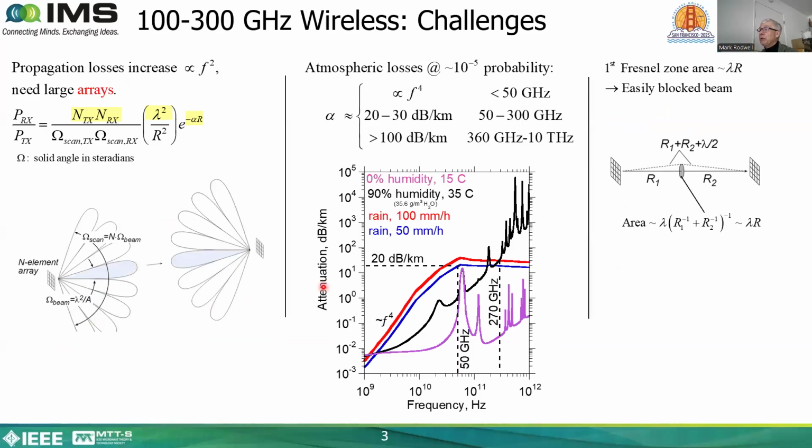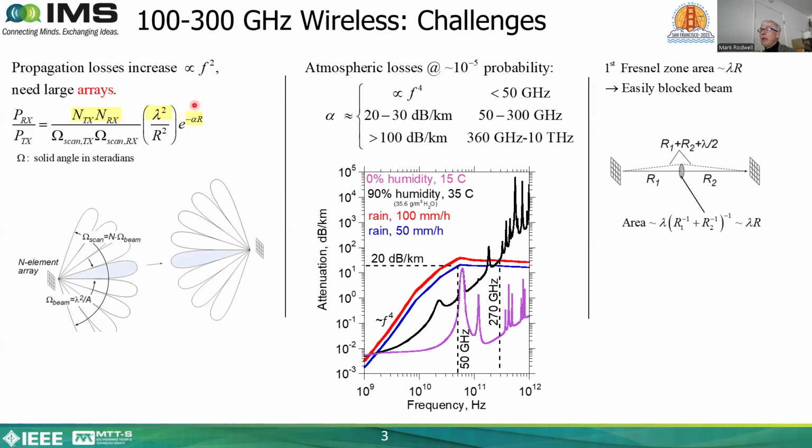In building these high frequency systems, we have a number of challenges. Again, as I mentioned a moment ago, the ratio of received to transmitted power varies, even in good weather conditions, as the ratio of wavelength to propagation distance squared. And we need to offset that large propagation loss by using arrays in the receiver and transmitter, having many elements in the transmitter and many elements in the receiver.